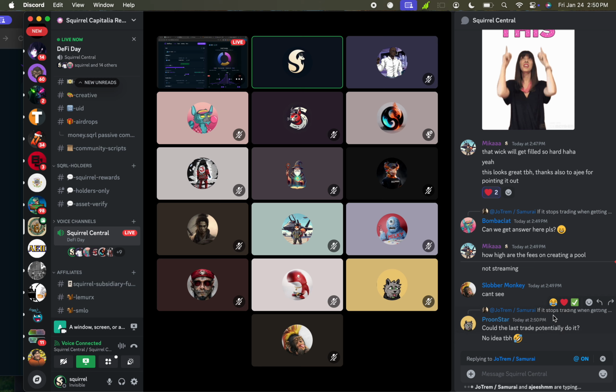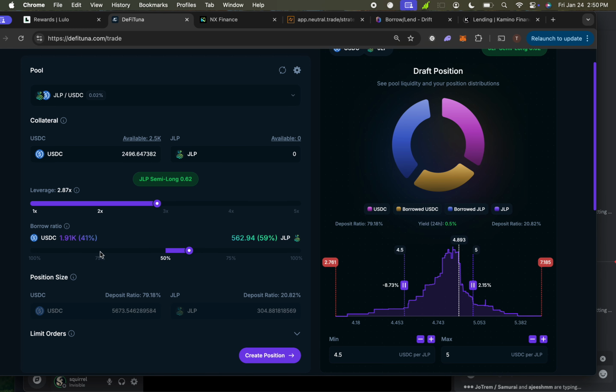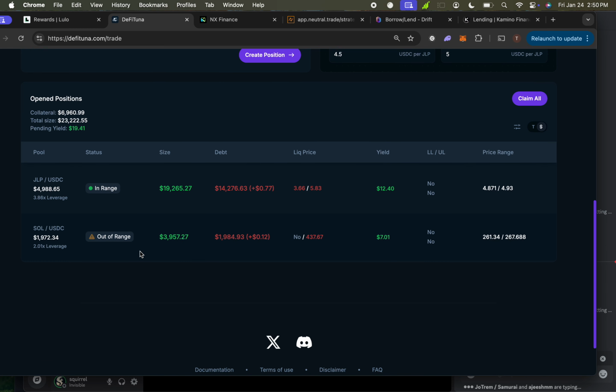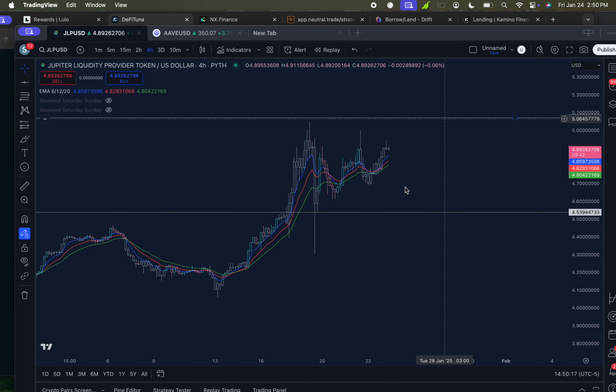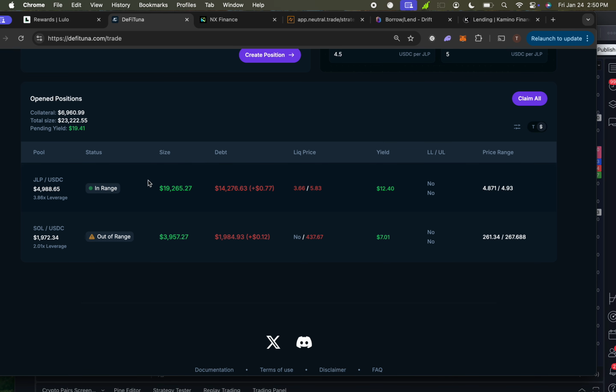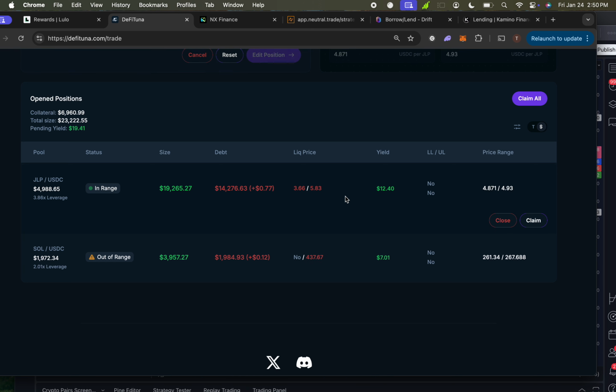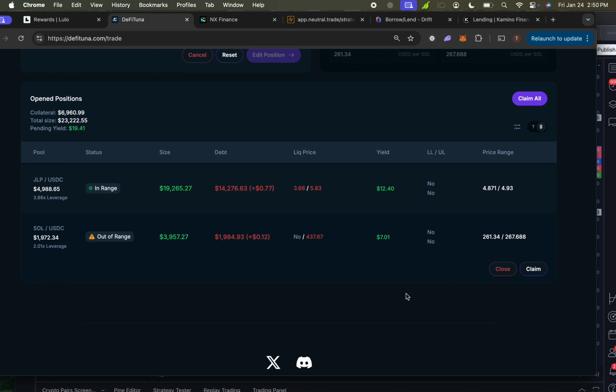Yeah, technically the last trade could possibly do it. Again, your likelihood of this happening is very low, and I wouldn't necessarily worry about it too much, but it is always a possibility.